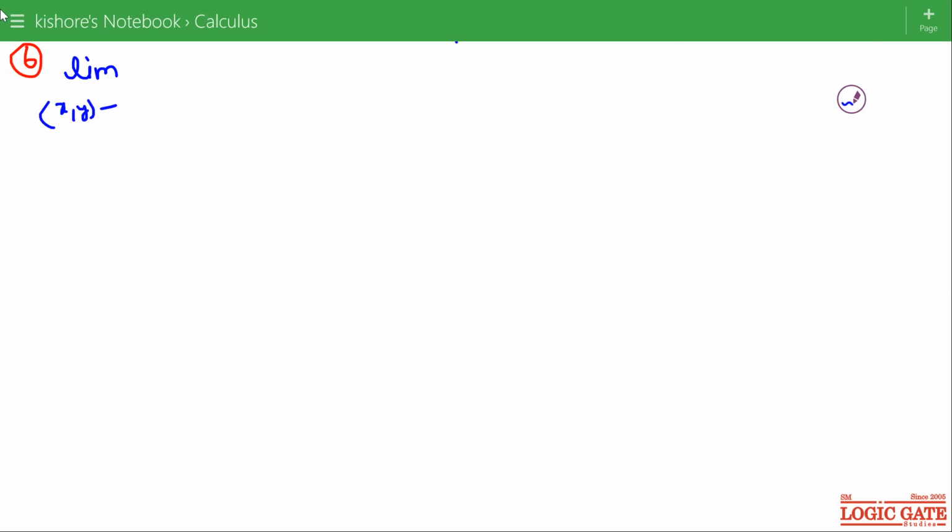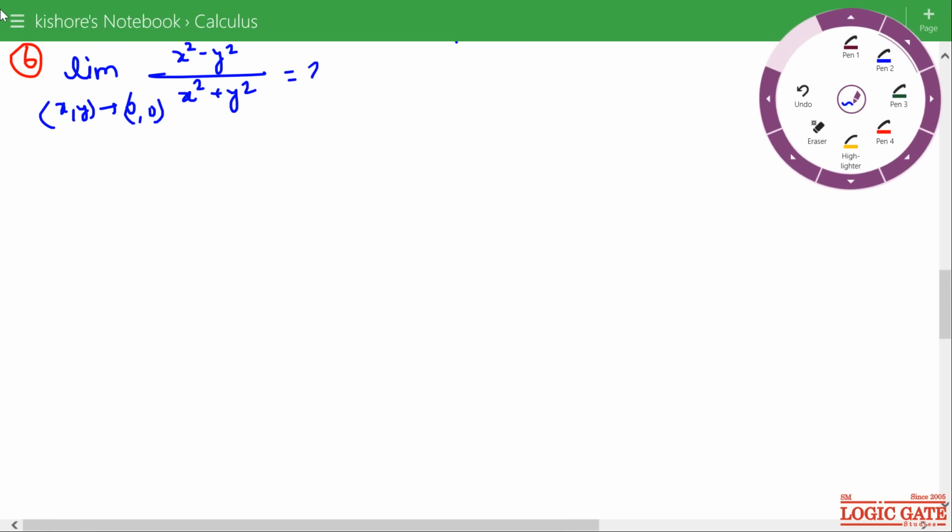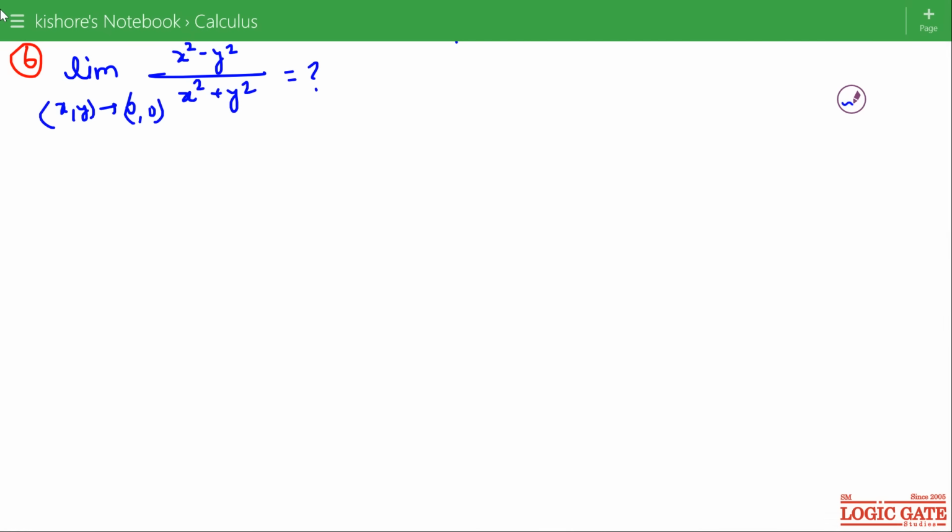X and y are approaching the point 0, 0, and the function is (x square minus y square) divided by (x square plus y square), and we have to find the limit for this function when x and y are approaching 0, 0. Now if I substitute the values of x and y, this will be in 0 by 0 indeterminate form. So we will try to reach this point through different paths.